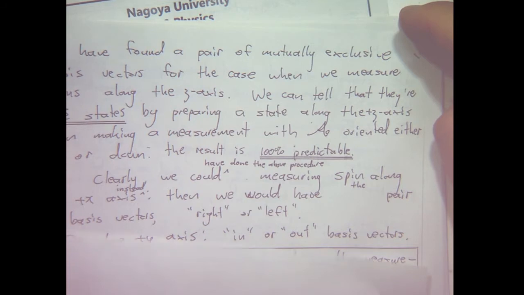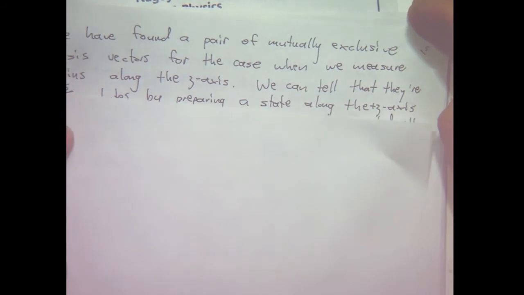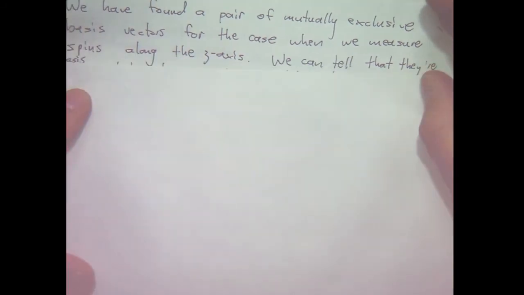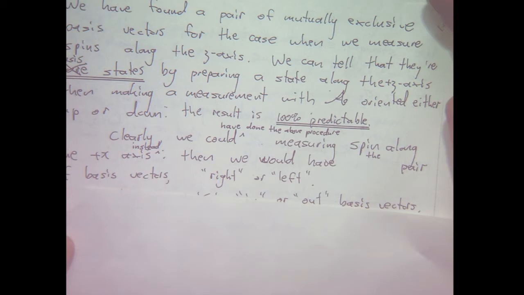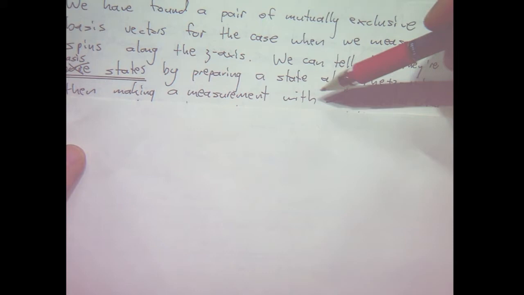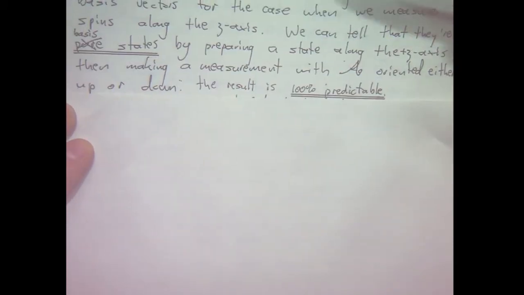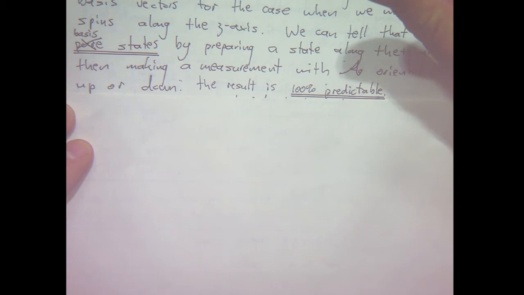We have found a pair of mutually exclusive basis vectors for the case when we measure spins along the z-axis. We can tell that they're basis states by preparing a state along the z-axis, then making a measurement with the apparatus oriented either up or down. And the result is 100% predictable. That's how you know that the system is in the basis state, because it's 100% predictable.